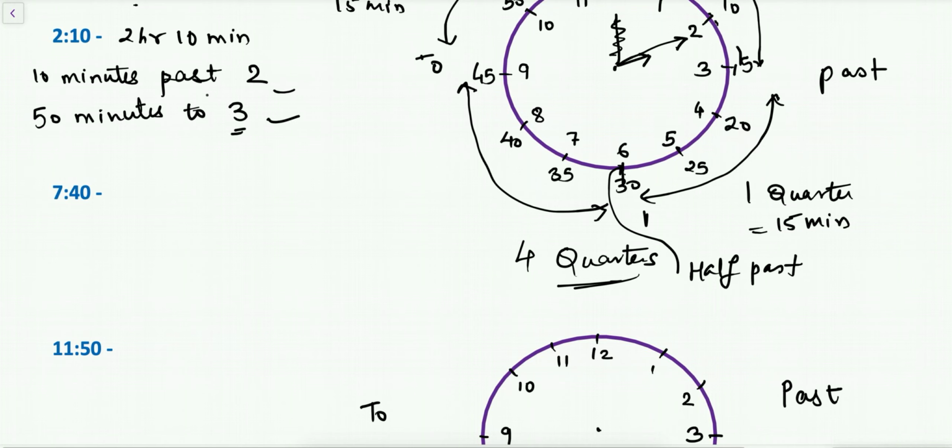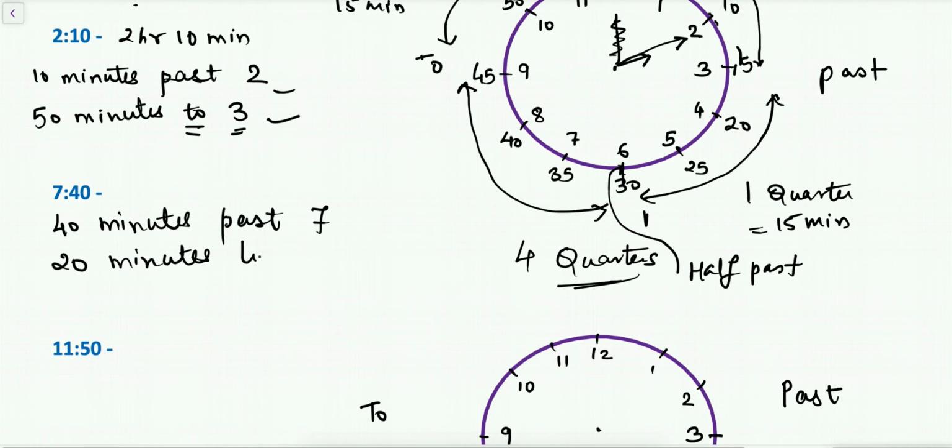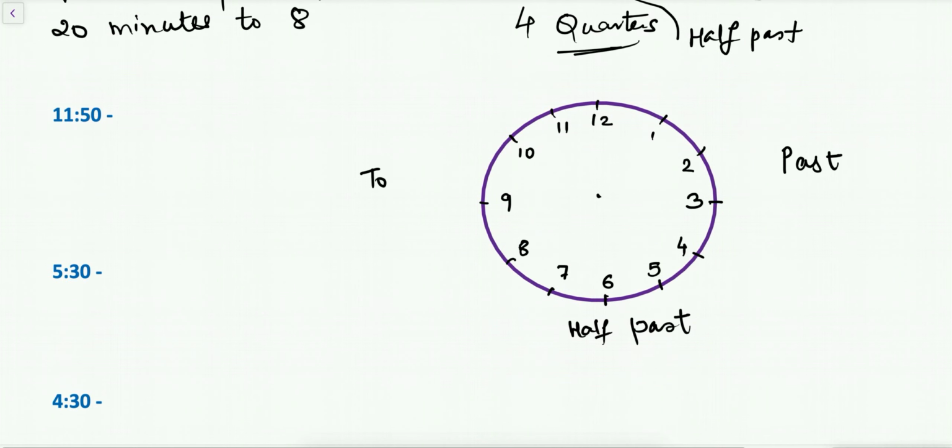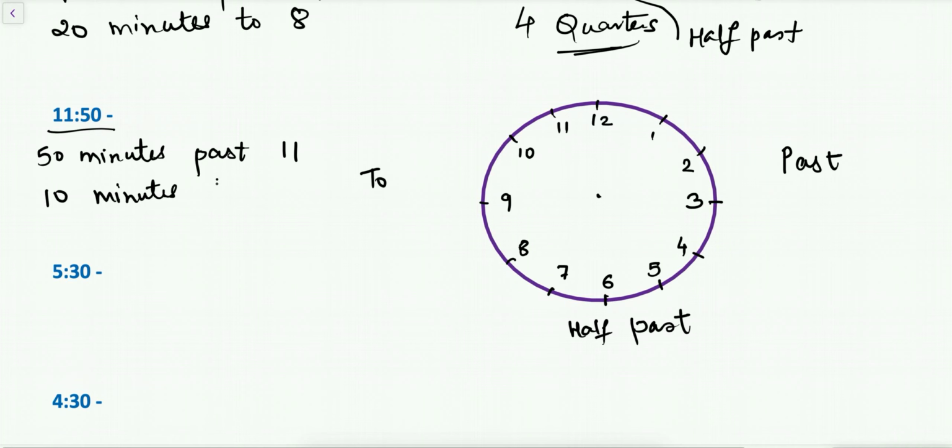Similarly for 7:40, it will be 40 minutes past 7, and 60 minus 40 is 20, so 20 minutes to 8. This is how we read and write the time. For 11:50, it will be 50 minutes past 11, and 60 minus 50 is 10, so 10 minutes to 12.